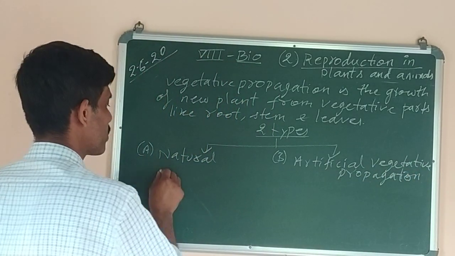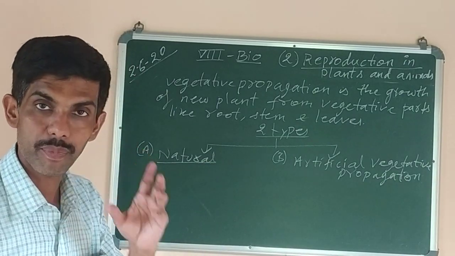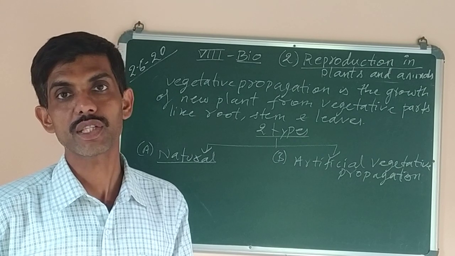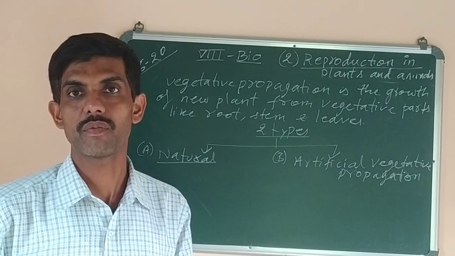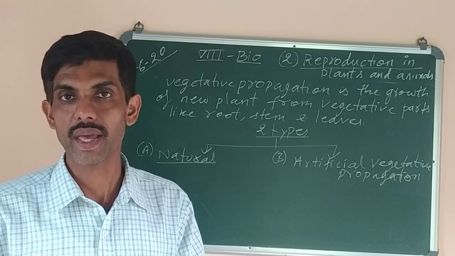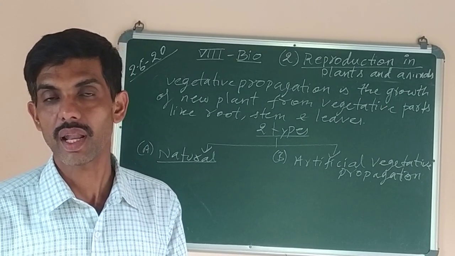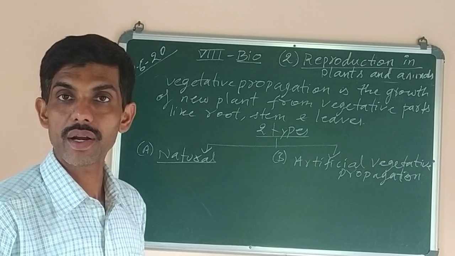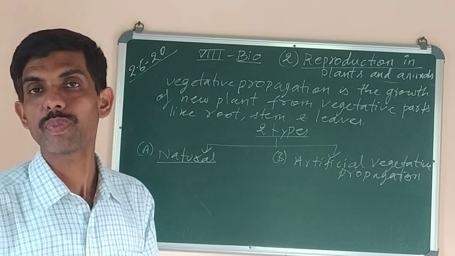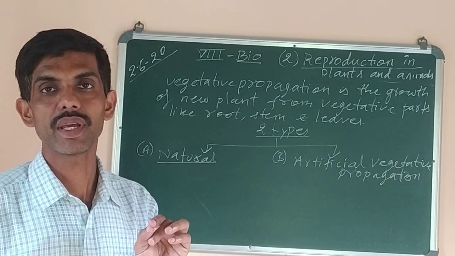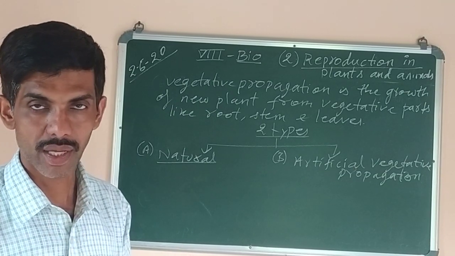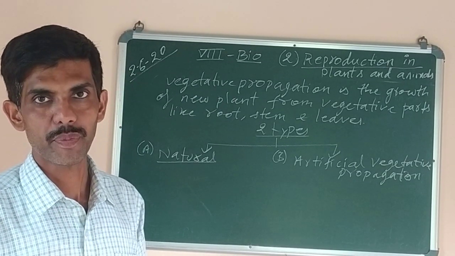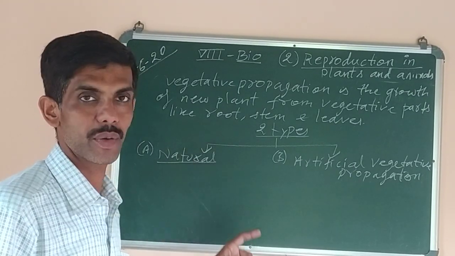Now, natural vegetative propagation means when a plant can grow naturally from its parts, like from the roots, from the stem, from the leaves. If a new plant can germinate from the stem cutting, like you can see in the example of potato, which is an underground stem, new plants develop from the buds which are present on its surface. So this method of growing a new plant from its vegetative parts is called natural vegetative propagation.